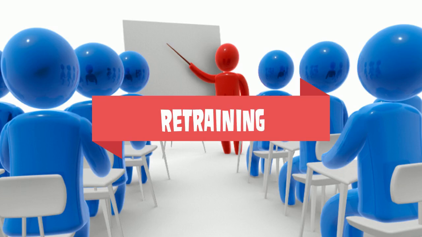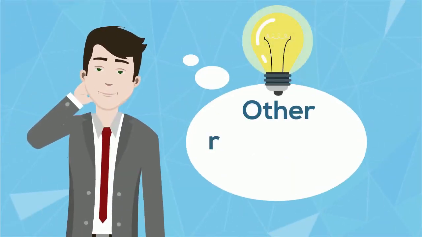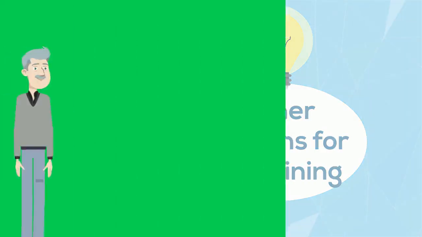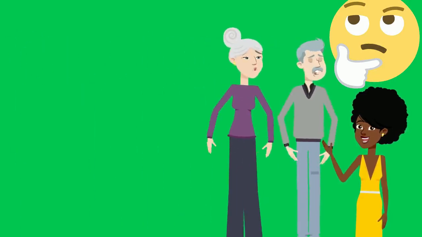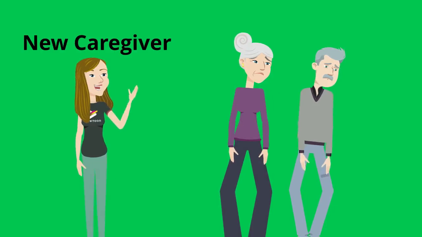Retraining for home hemodialysis can be covered under certain circumstances. Some patients prefer to switch to a new home hemodialysis machine, and retraining will focus on how the new machine operates. Other reasons why patients may require retraining is that they may have a medical or mental status change. A caregiver can change or move to a new location for their home hemodialysis.